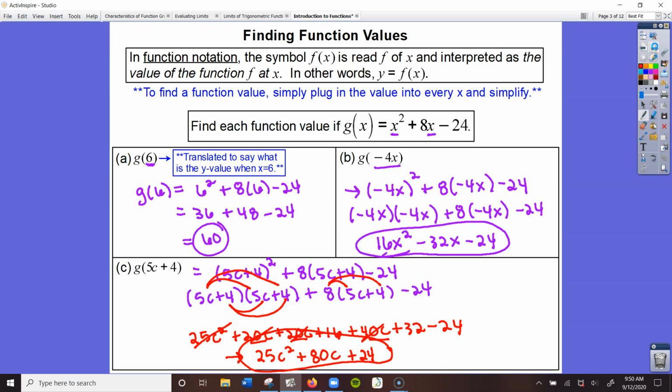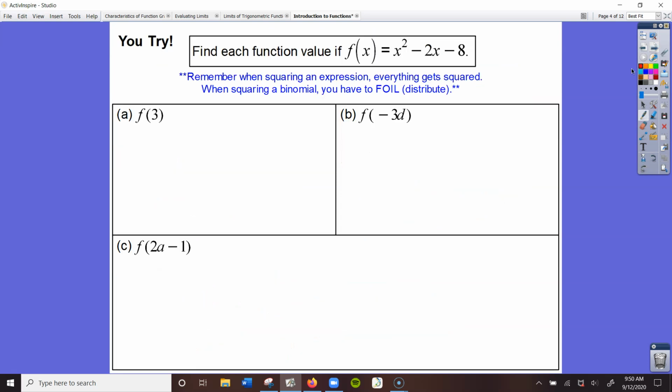We're going to do one more just to make sure that we understand how to find these function values. So for f of 3, we're going to plug in 3 into every x of f of x, which is x squared minus 2x minus 8. So we're going to go ahead and plug that in. We would get 3 squared minus 2 times 3 minus 8. 3 squared is 9, minus 6 minus 8. 9 minus 6 is 3, and 3 minus 8 is negative 5. So this would be our answer.